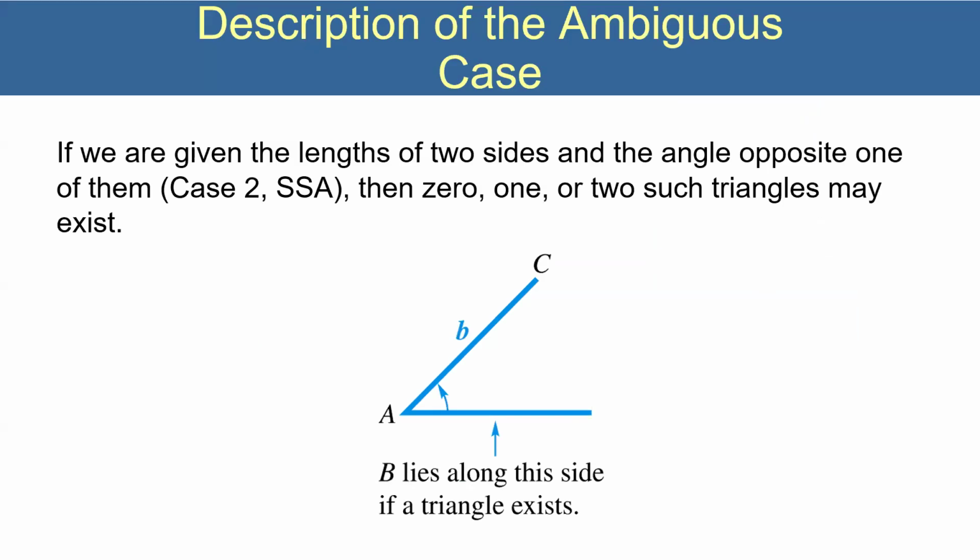So we are given the lengths of two sides, right? And the angle opposite of one of them is a case 2, which is SSA. Then there's either 0, 1, or 2 triangles that can exist from here. And the reason being is it depends on where the height of your triangle lies.